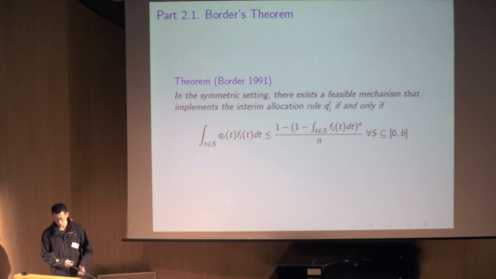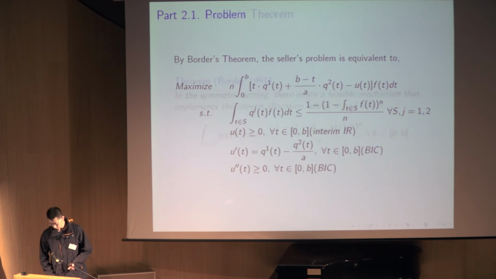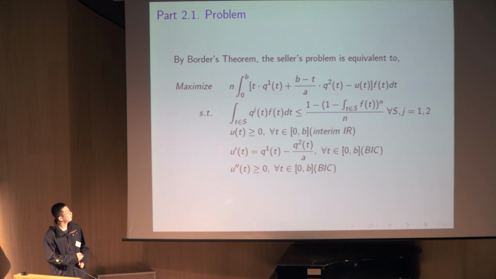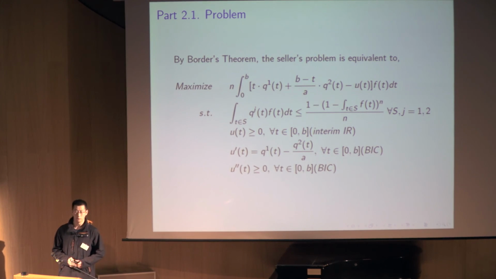Border's theorem says that in the symmetric setting, there exists a feasible mechanism that implements the interim allocation rule if and only if this condition holds. We use Border's theorem to replace the first constraint, and it becomes the following. Now all the constraints only involve the interim allocation, the interim representation. I will use an example to illustrate how we solve this problem.